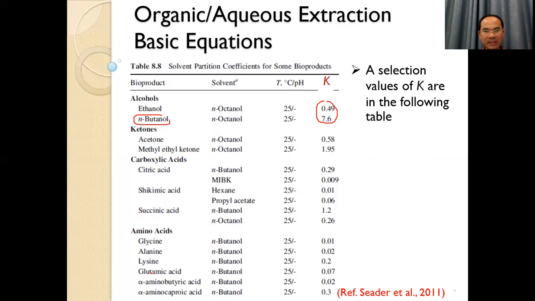And like amino acids, mostly the K value is very low. It's hard to separate amino acids by the organic solvent system because the K value is very low. It's lower than 1. Sorry, it's lower than 0.01, 0.02. It's quite a low value. This is an example.